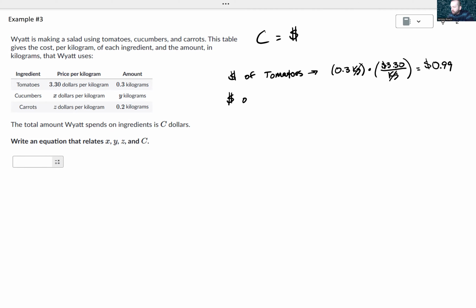Okay, let's do the next one for dollars of cucumbers. We have Y kilograms of cucumbers times X dollars per kilogram. Kilograms and kilograms is going to cancel out, and that gives us XY dollars. We don't know how much that is, but that's okay. We just want everything in terms of dollars for all 3 of these food items.